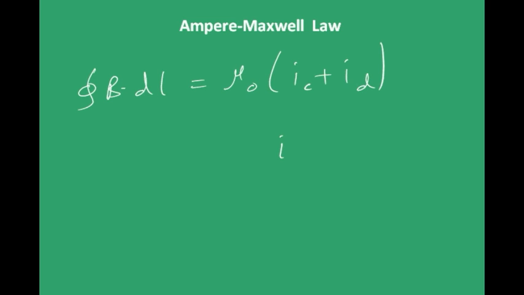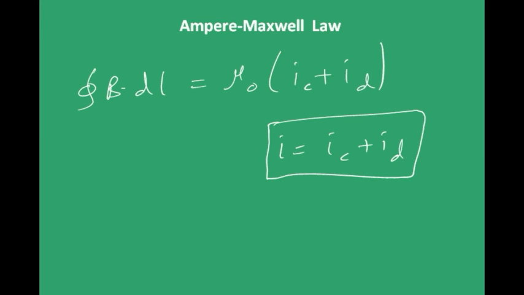Okay. Maxwell made a small modification to Ampere's circuital law. He said that B dot dl, when integrated over the perimeter of any surface, gives mu naught I, right? So what he said is that it's not just I, it is the sum of conduction current and displacement current. So my total current will be the sum of conduction current and displacement current. This is the modification made to Ampere's law, and now it is called the Ampere-Maxwell law.